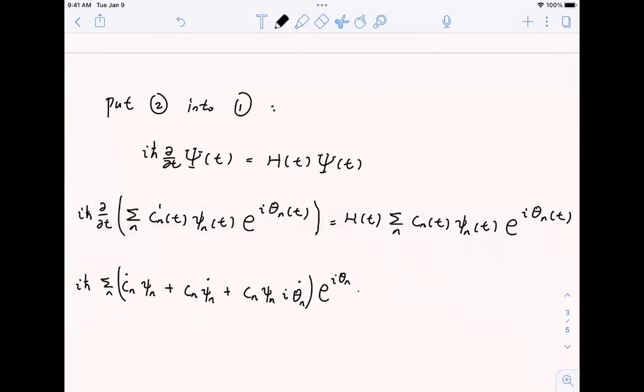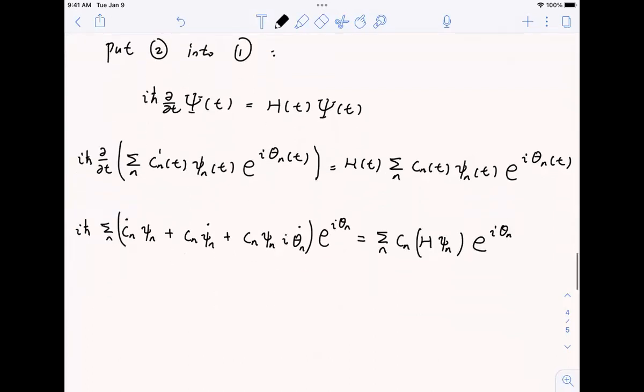And then on the other side, you're going to have Cn, and then your Hamiltonian is going to be here, because the Hamiltonian will only operate on this part. The other things are just constant parameters. So you have this. That is the new equation.